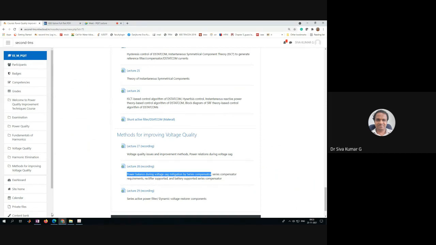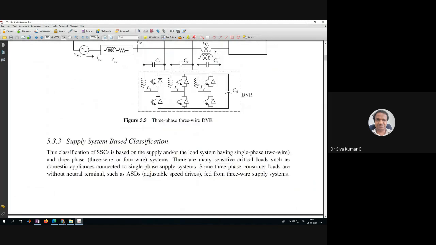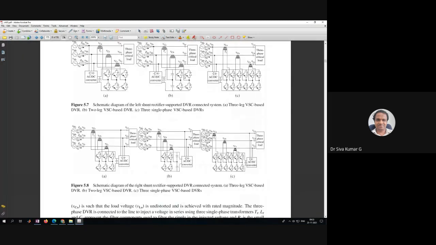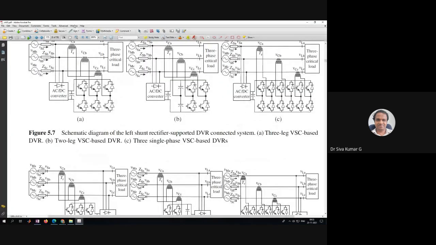Then you try to go through these series active power filters, the dynamic voltage restorer components also, what exactly is there in those components. In the topologies, these are the things which I was telling you about, what they try to go for.